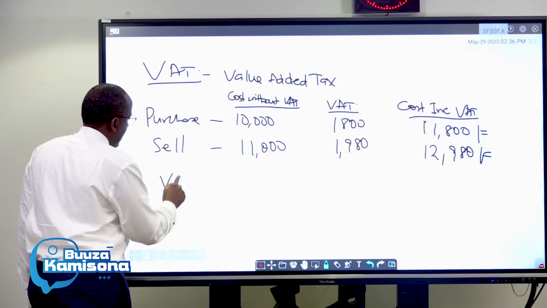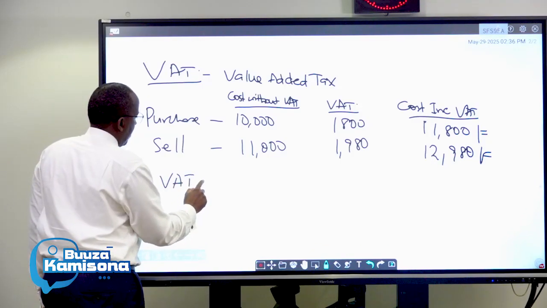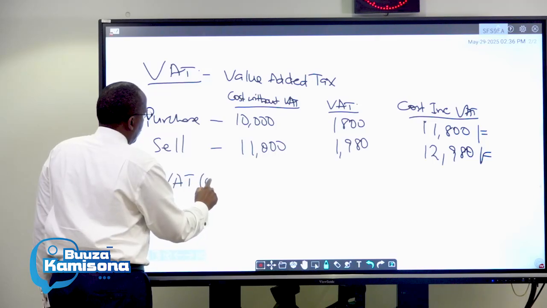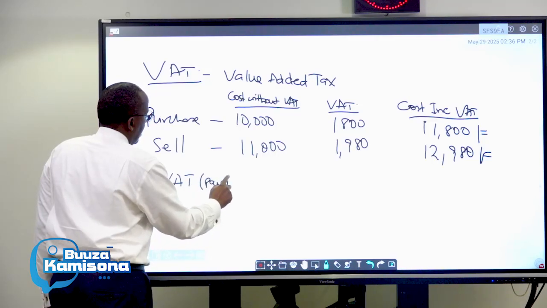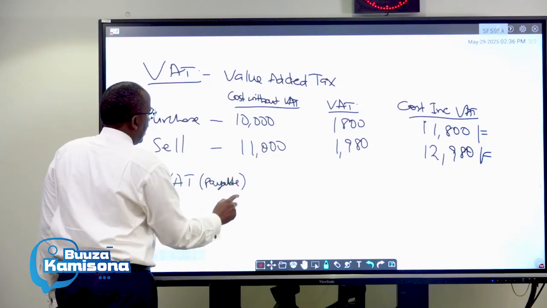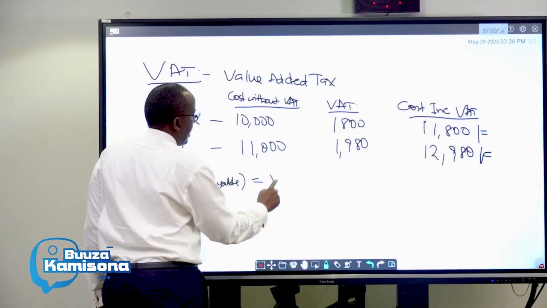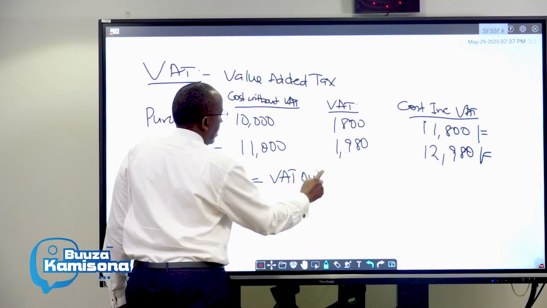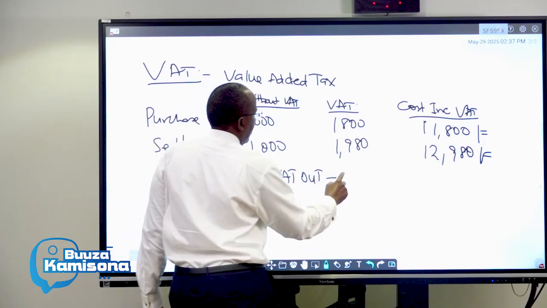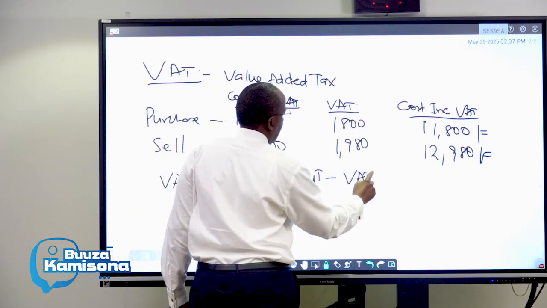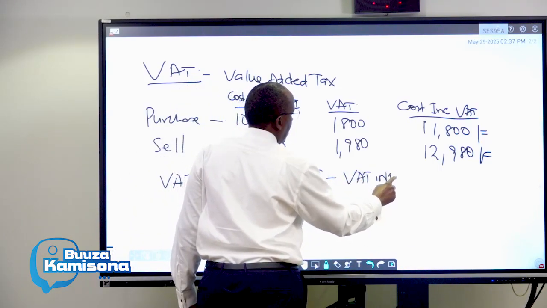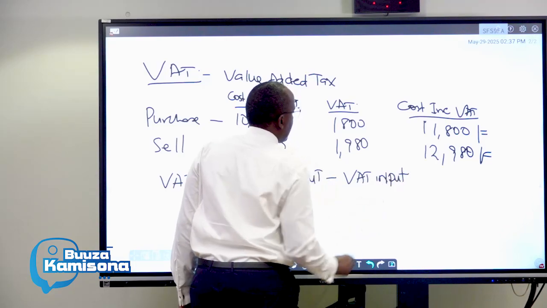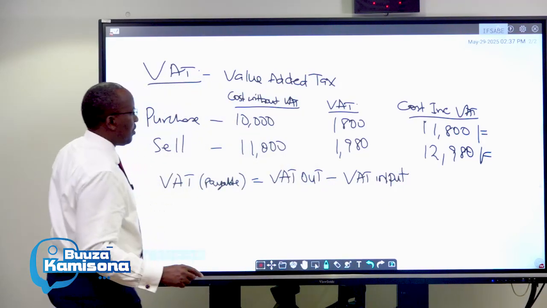Therefore, what would be payable to Uganda Revenue Authority? VAT payable to URA. The VAT payable will be VAT output minus VAT input, and the difference is what you will pay to Uganda Revenue Authority.